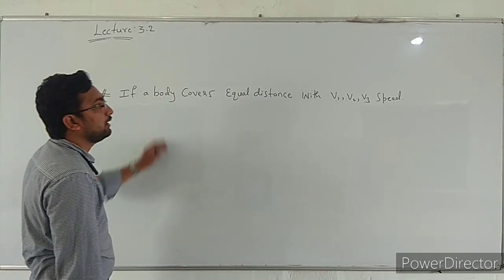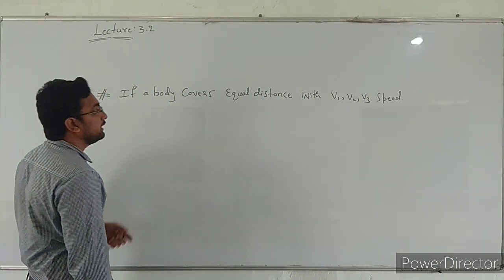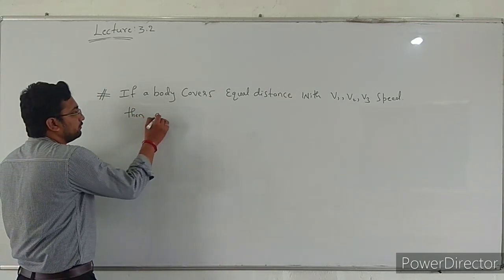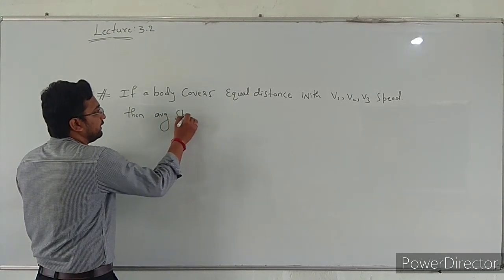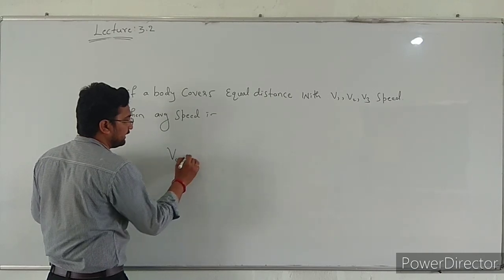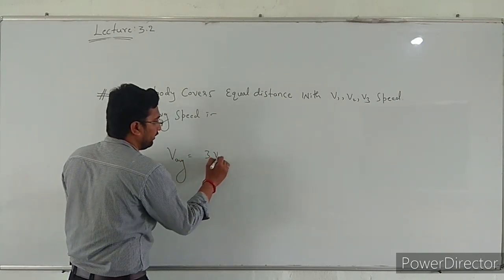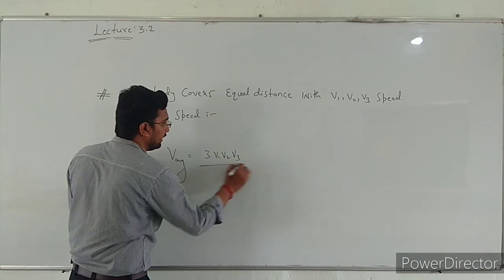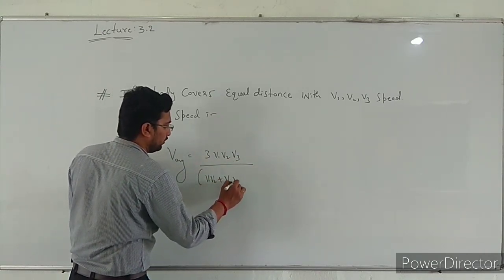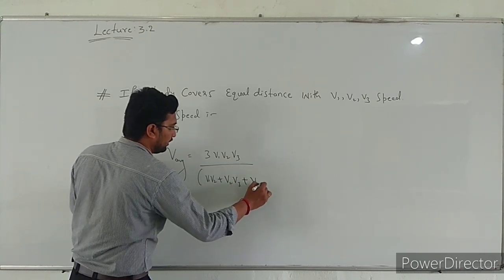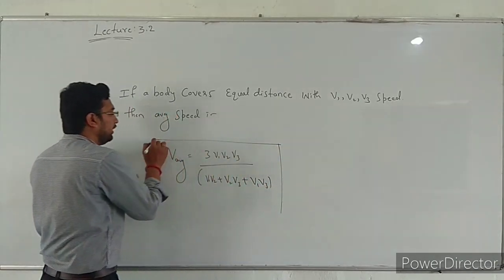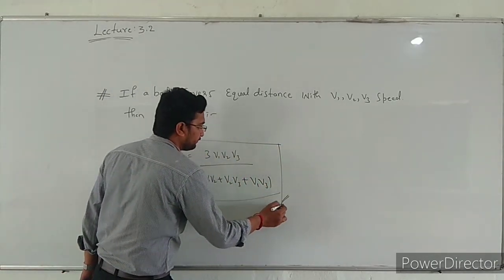If a body covers equal distance with speeds v1, v2, v3 respectively, then the average speed is given by the formula: average speed equals 3 V1 V2 V3 divided by V1 V2 plus V2 V3 plus V1 V3. So this formula is used to find the average speed.